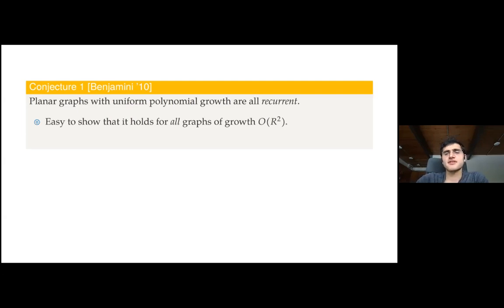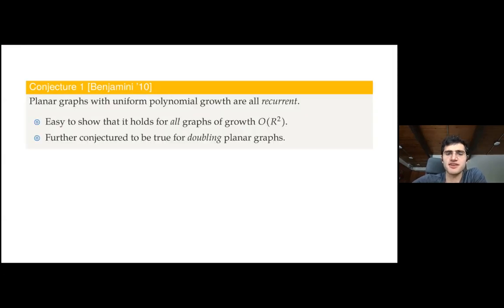It's easy to show that if a graph has growth at most r squared, then it is recurrent, even if it is not planar. And this was even further conjectured to be true for doubling planar graphs. I'm not going to define what that means, but they're basically a larger family of planar graphs, generalizing uniform polynomial growth.